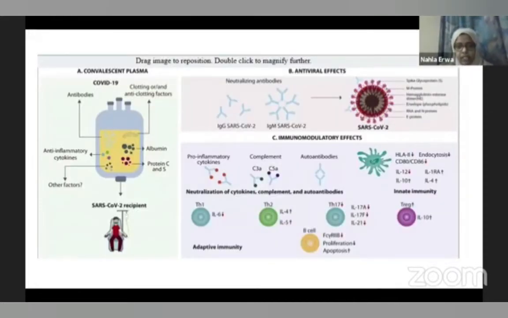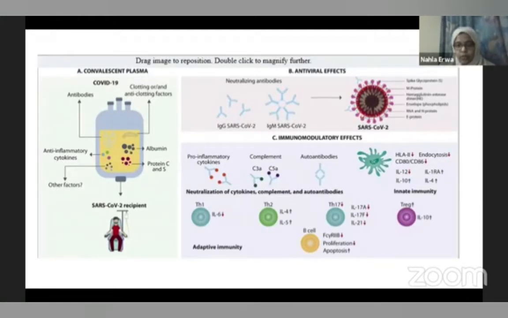And basically, this is what we expect to get in terms of response or action. So the patient gets fresh frozen plasma, which contains clotting and anti-clotting factors, antibodies, albumin, other proteins. And what we really want to happen is this set of actions in panel B with antiviral effects, so neutralizing antibodies. And as Professor Jihad has mentioned and Amal has reiterated, we really need proper neutralizing antibodies, and I think this is the main problem at the moment.